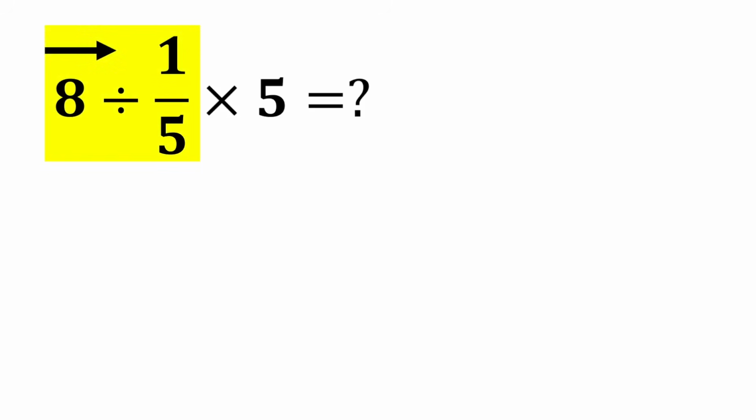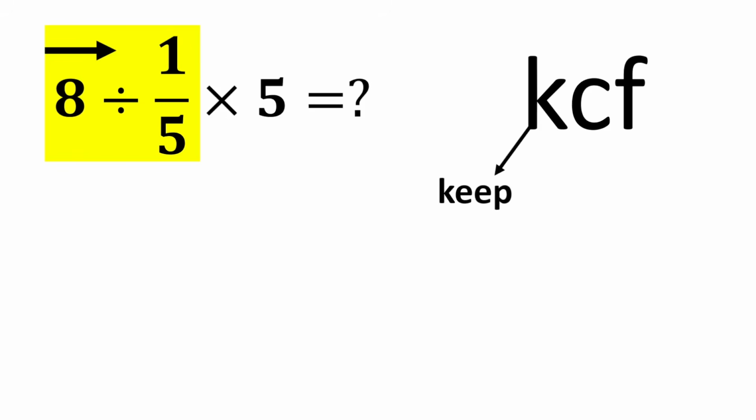8 divided by 1 over 5. To solve this division, we use the KCF rule. This rule is a simple method for dividing fractions. In this rule, K stands for keep, C stands for change, and F stands for flip. According to this rule, we keep the first fraction as it is, change division to multiplication, and flip the second fraction.